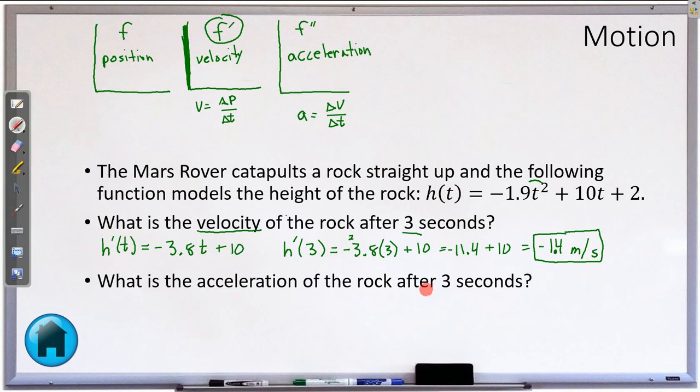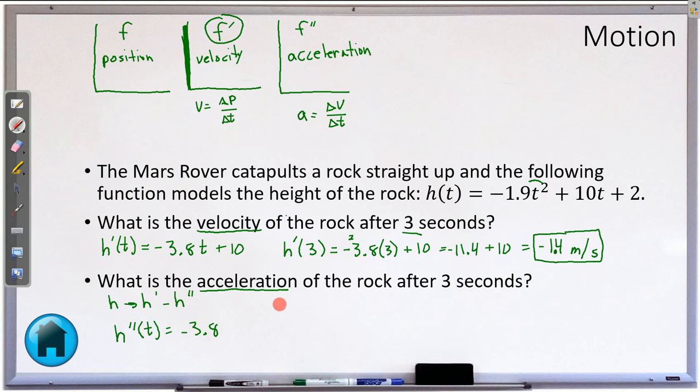All right, what is the acceleration of the rock after 3 seconds? So now I want acceleration. So that is going to be taking h, go to h prime, then I keep going because I want acceleration. I go to h double prime. So what is h double prime? So that means I'm taking the derivative of this once more. Again, that's nice and easy. It's just negative 3.8.